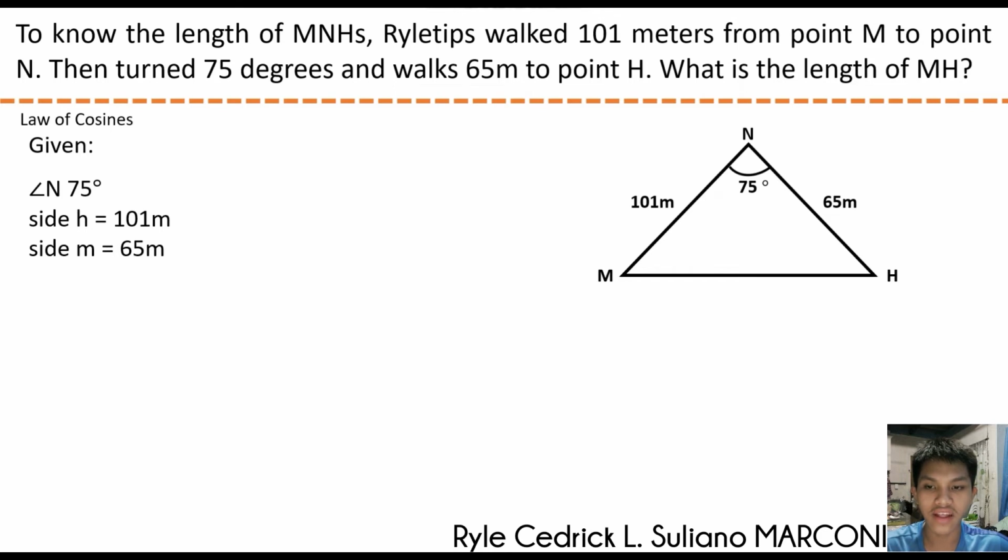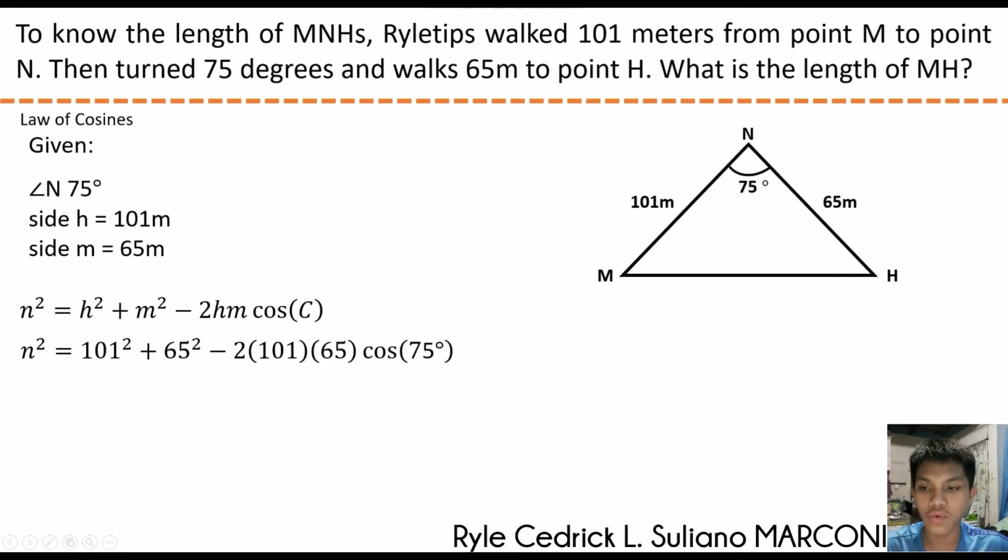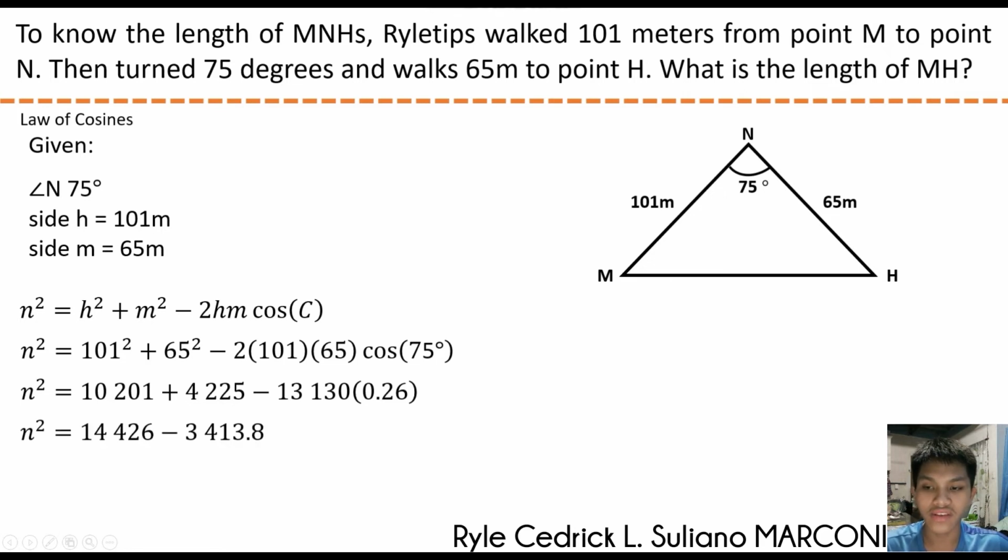Now to solve for the length of M and H, we'll be using the formula N squared is equals to H squared plus M squared minus 2HM cosine of C. Now substitute the values. Next we'll be squaring 101 and 65, multiply 101 and 65, and multiply it by 2, and cosine of 75 degrees is equal to 0.26. Now simplify this equation will lead to 14,426 minus 3,413.8, and the difference of this is 11,012.2.